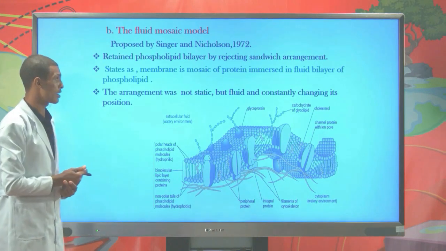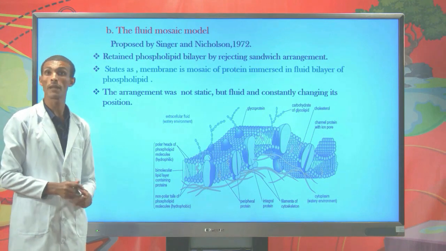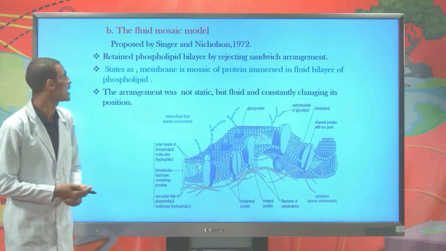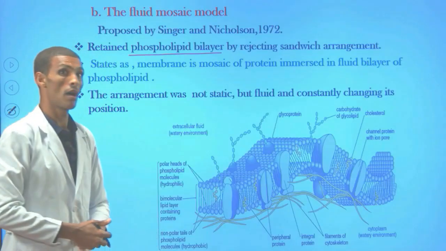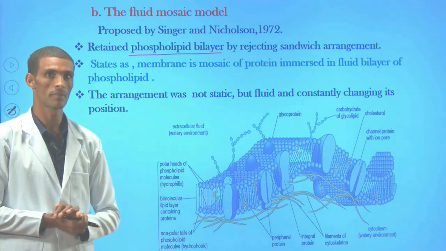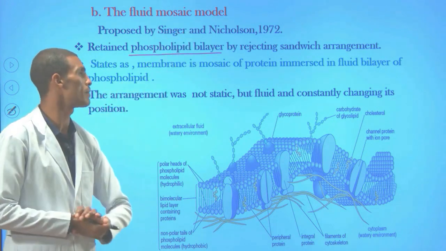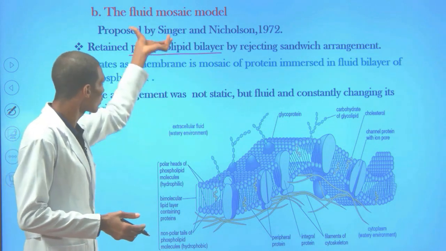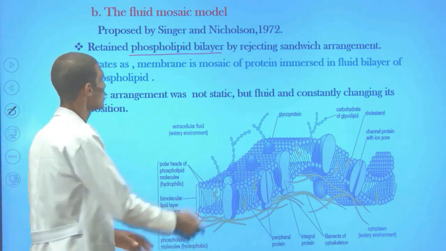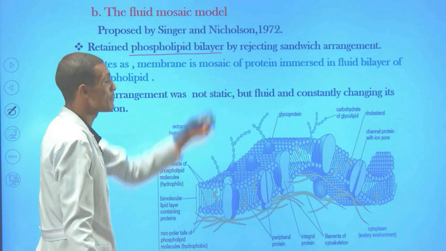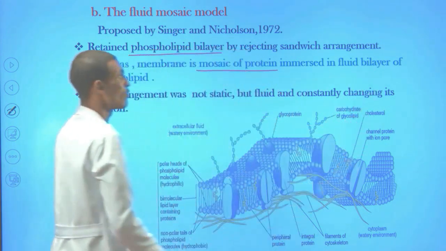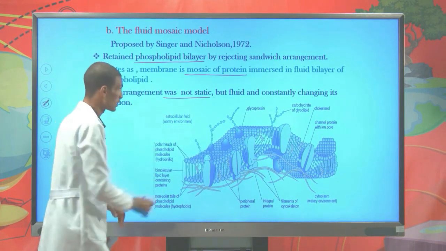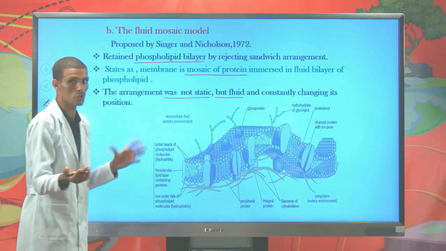The other model, widely accepted today about the plasma membrane, is the fluid mosaic model, explained by Singer and Nicolson in 1972. They rejected the sandwich model and accepted the phospholipid bilayer, as phospholipid is the base for plasma membrane formation. As phospholipid is an important component of the plasma membrane, they changed the arrangement from the sandwich to a bilayer formation. They assume there are proteins and lipids in the plasma membrane, but the arrangement is different: a mosaic of protein is immersed in a fluid bilayer of phospholipid. The arrangement is not static but dynamic, fluid, constantly changing its position.